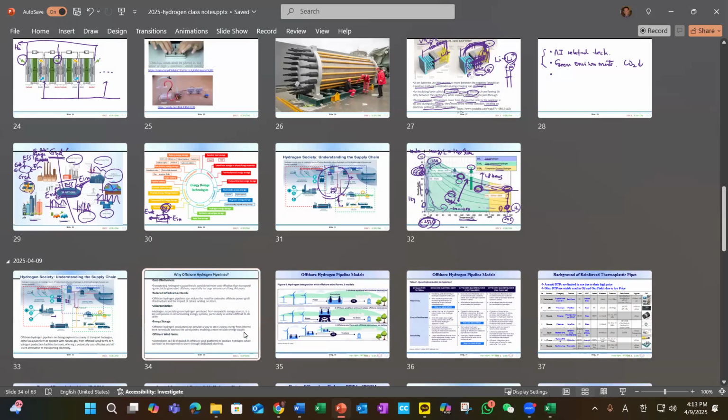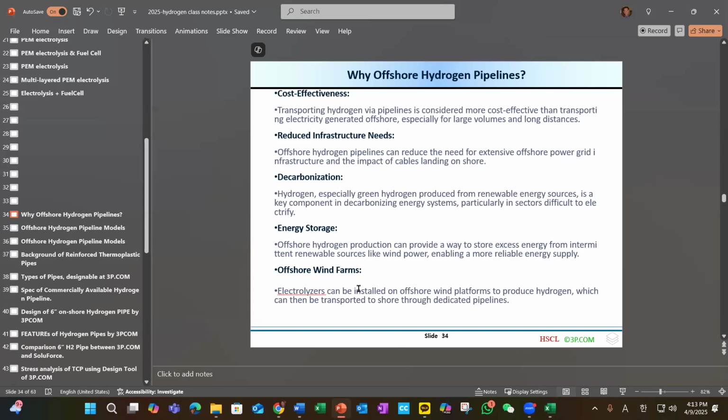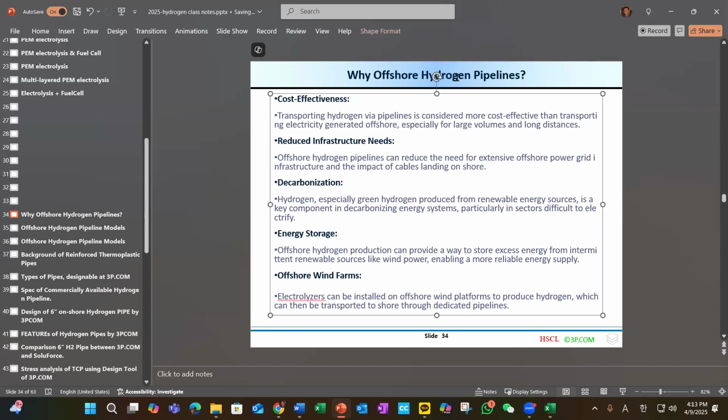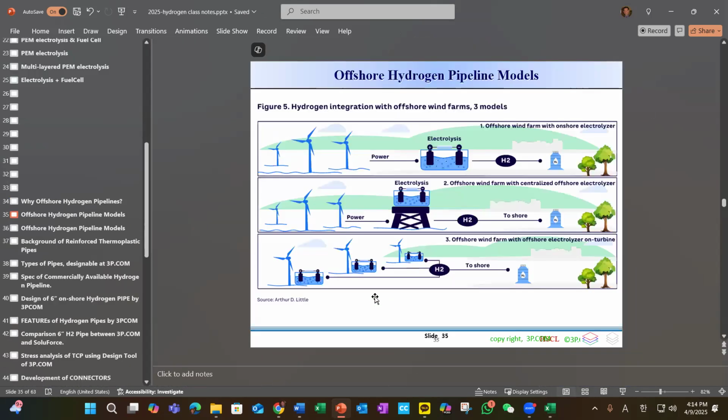Well, again, the key point is how to safely distribute hydrogen gas from the production site to the use site. Among the options, the hydrogen pipeline system is the most cost effective, and we can design and produce it.